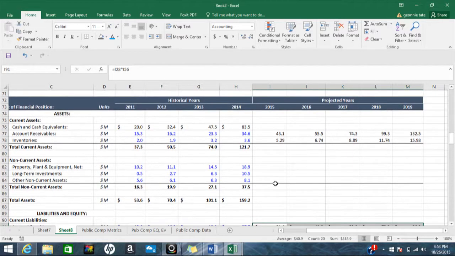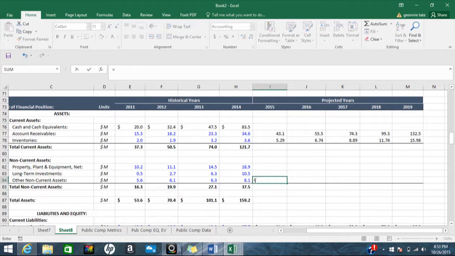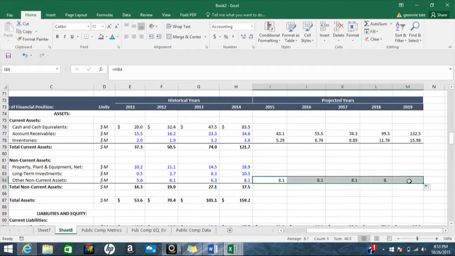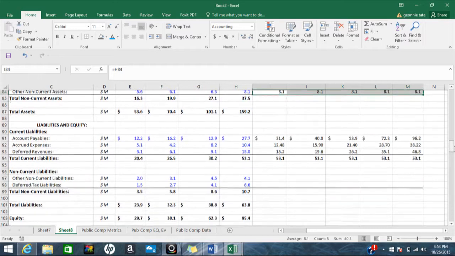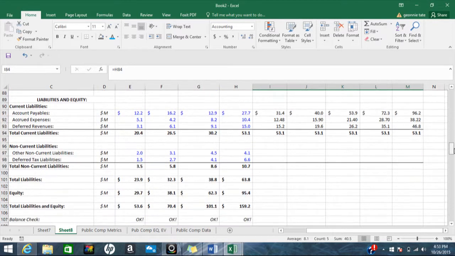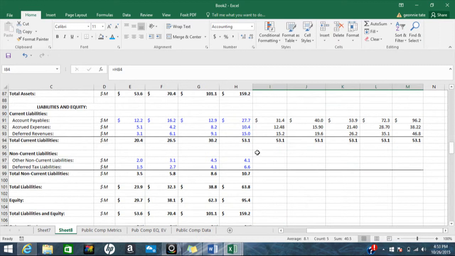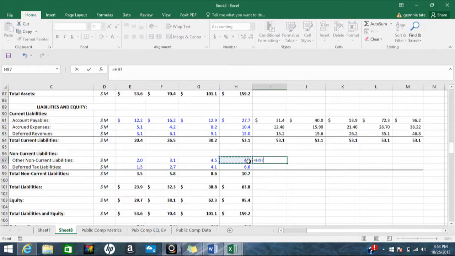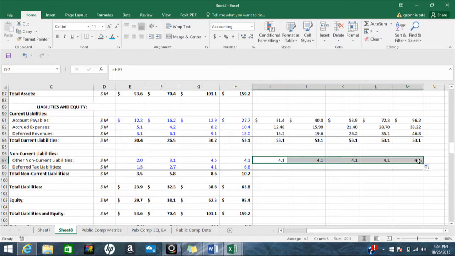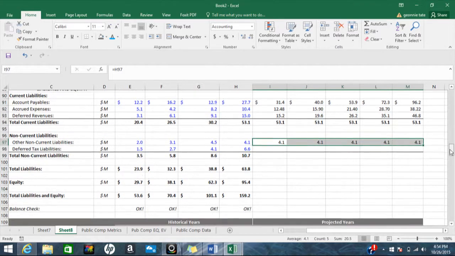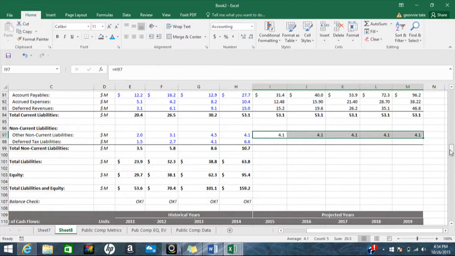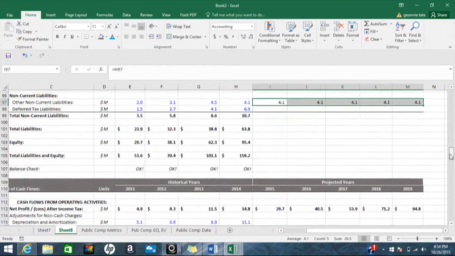And for the non-current assets, I'm just going to assume this stays flat. And also for the non-current liabilities, I'm going to also assume that that stays flat. Carry that out through the periods. For right now, that's all that I can do for the balance sheet. So now we're going to move on.